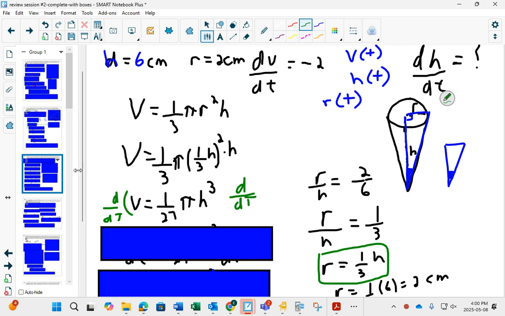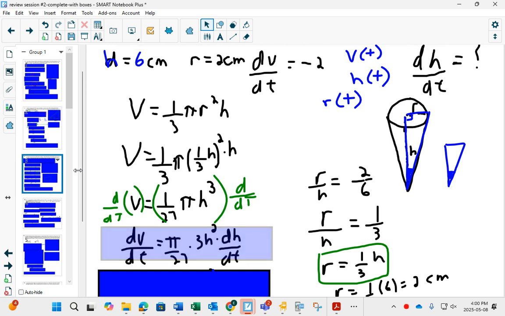So by using the similar triangles, we can take the derivative with respect to time on both sides. Derivative of volume, that'll just be dV/dt. With the h, you bring the 3 out in front, subtract 1 from the exponent, and then the chain rule would have the dh/dt afterwards.